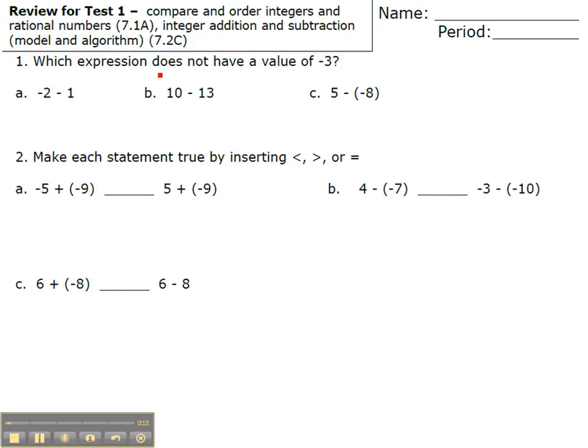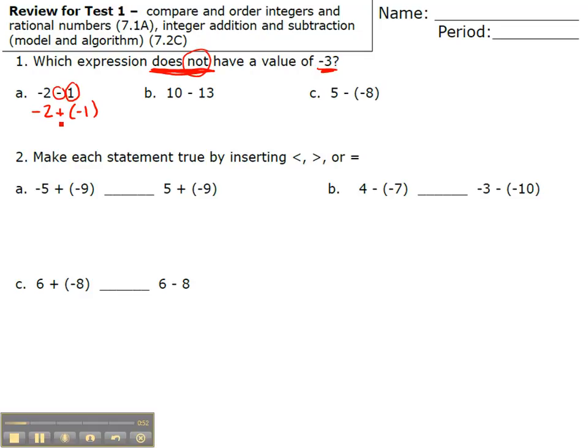Which expression does not have a value of -3? Now, just like we do on the do nows, you have to really be careful that you answer the question that's being asked. So we're trying to find the expression that does not have a value of -3. This first one is integer subtraction. We always change subtraction to addition, so let's do that first. We don't do anything to the first integer. We change subtraction to addition, and we change the sign of the second integer to its opposite. So instead of -2 minus 1, we have -2 plus a -1.